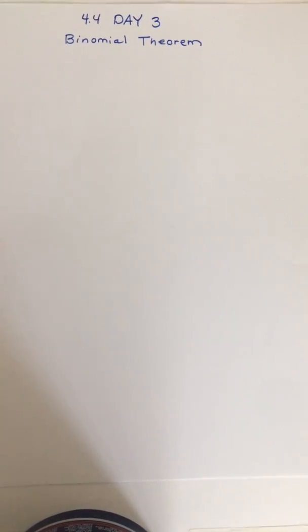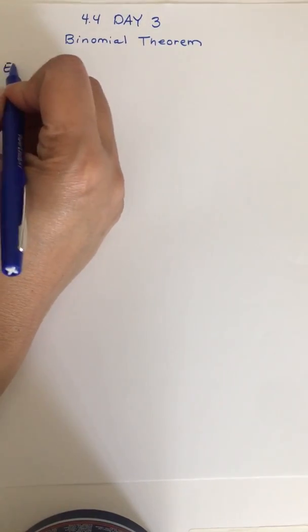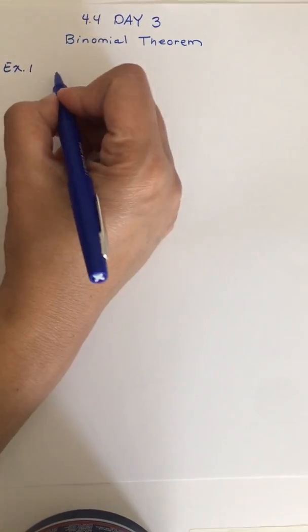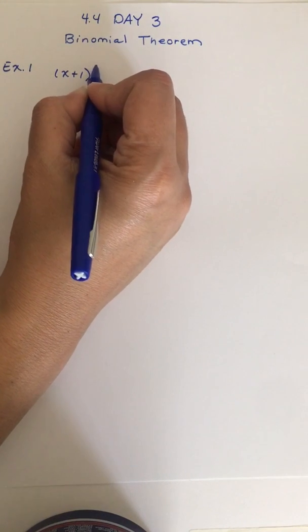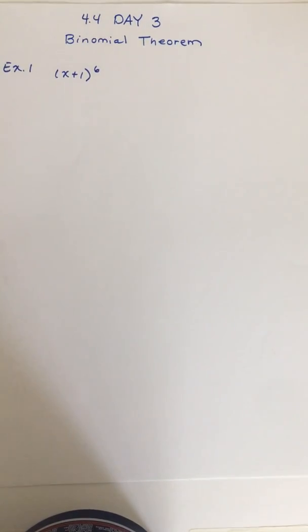Hello students, we're on 4.4 day 3. We're doing the binomial theorem. Okay, let's look at the first one on your worksheet. x plus 1 to the 6th power is our first example.